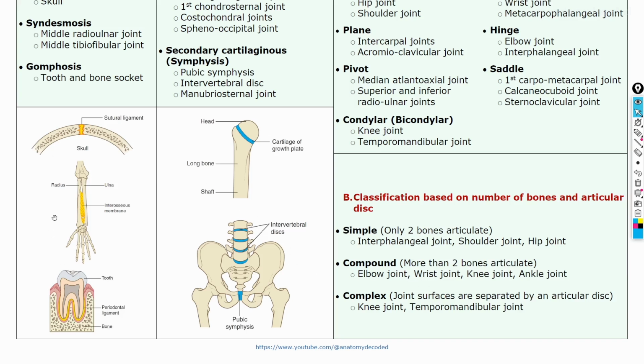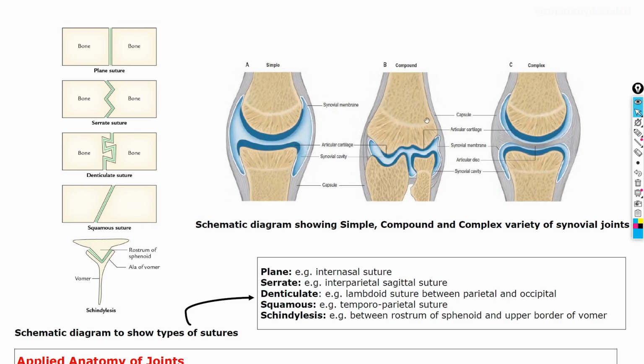And these are schematic diagrams for the fibrous joint, cartilaginous joint. These diagrams are showing the concept of simple, compound, and the complex variety. Simple means only two bones are articulating. Compound means more than two bones. And in complex, there is an articular disc in between. This gray colored thing that you can see in between the two bones, that's the articular disc.